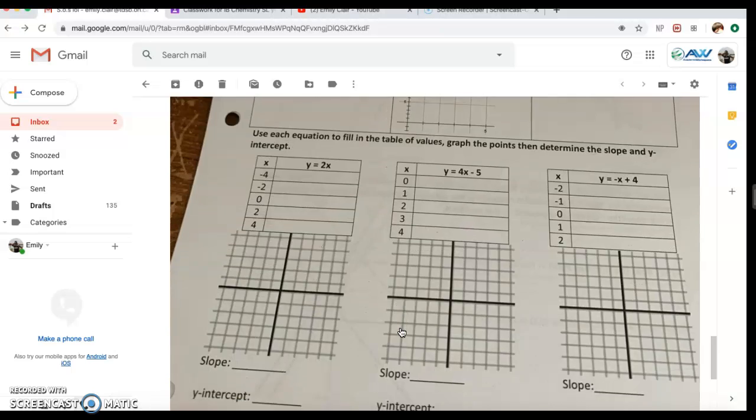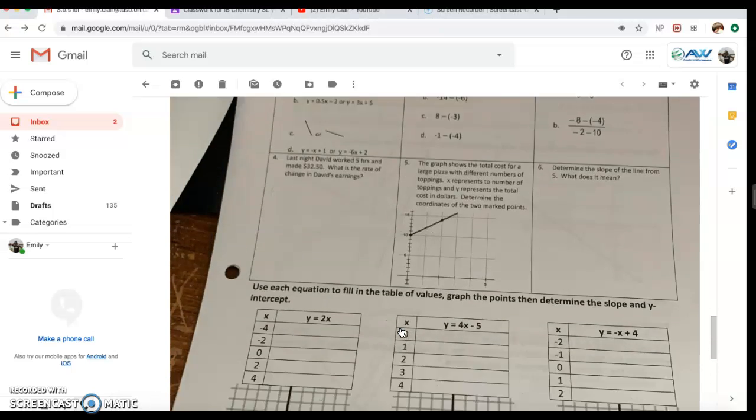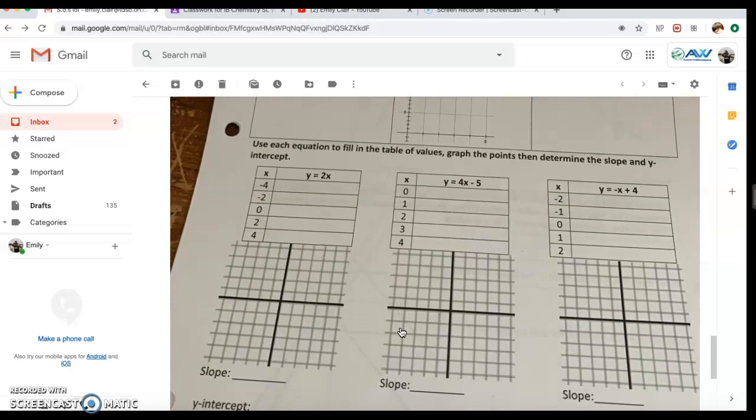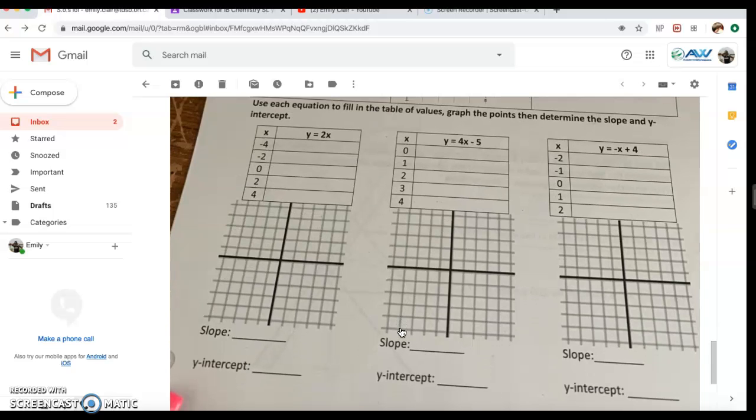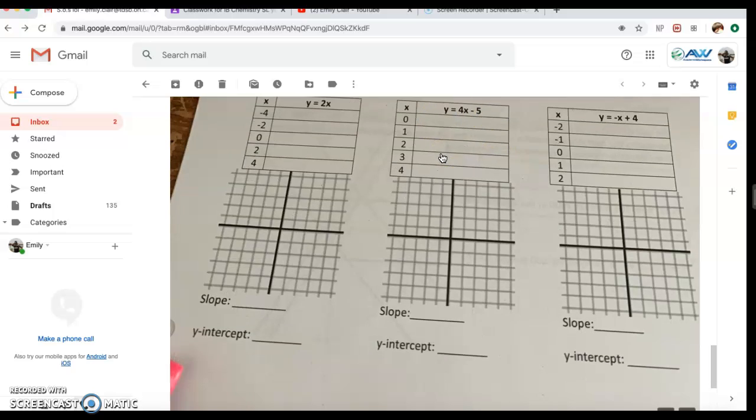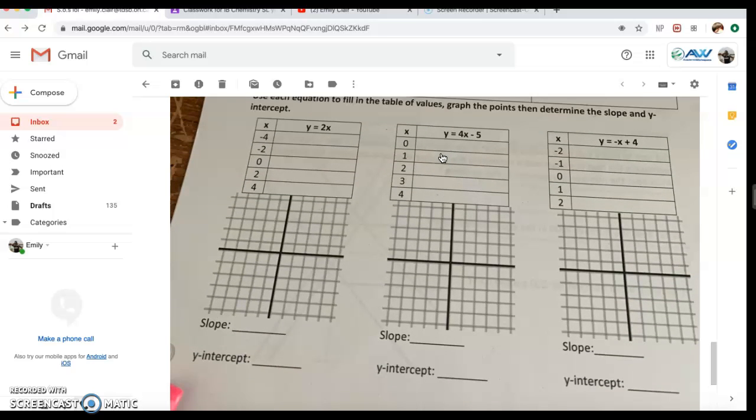Okay, so for this question, I'm just going to do one of them, and I'm going to hope that one example is enough to help you do the other ones. I'm going to skip over the first one just because it's the simplest of them. I'll do the middle one, and then you can try the other ones.